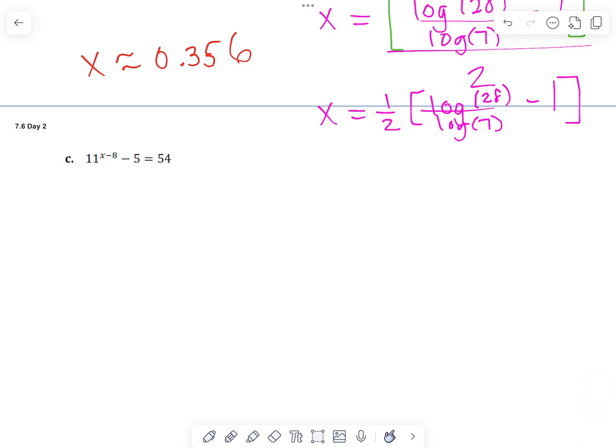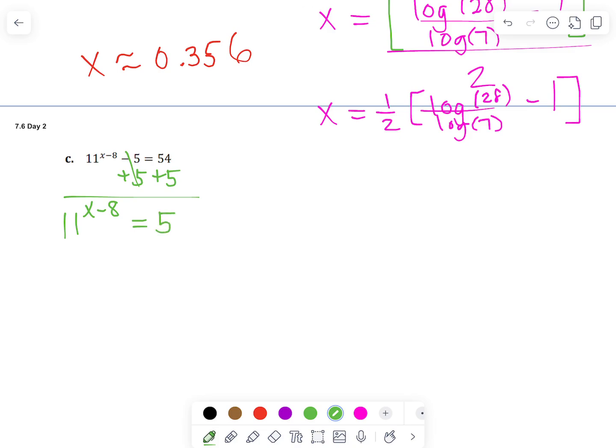All right, here's our last example. We have another exponential equation. So our first step is to isolate the exponential. So we're going to add 5 to both sides. So we're left with 11 raised to the x minus 8, and then 54 plus 5 is 59. Now we're going to take the log of both sides.